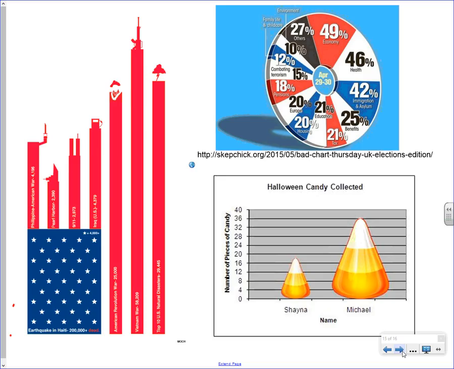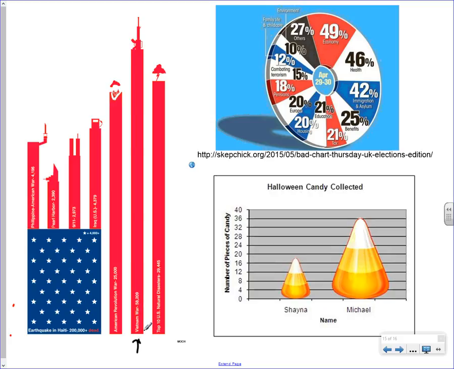So let's look at some bad graphs. Now, these are all real graphs that were either published or posted on the internet. They are graphs that were used somewhere. Now this one right here, we're looking at different death tolls. Just looking at it quickly, which one looks like it had the highest death toll? Well, obviously this one here, right? The Vietnam War says 58,209. That is the highest bar, so we would assume that would be the highest number of deaths.